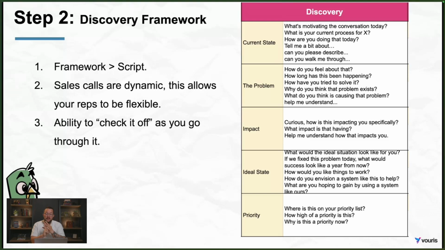The fourth is ideal state. Where do you want to be? And then finally, priority. How big of a priority is it? Cool. 5 steps. Let's go through them one by one.